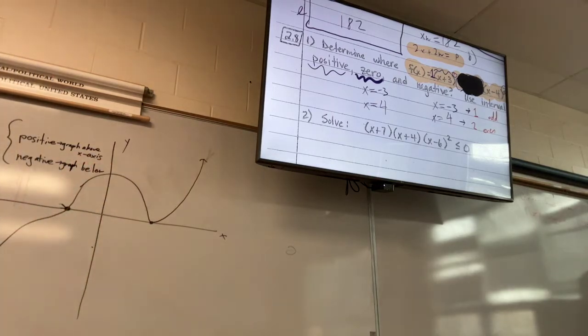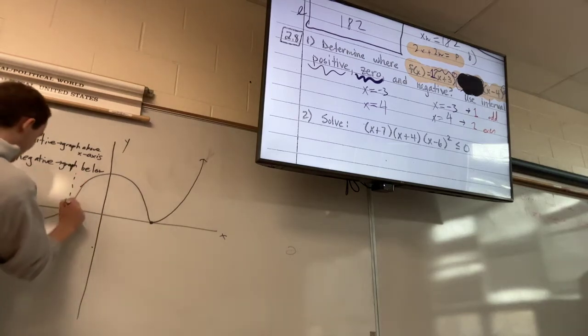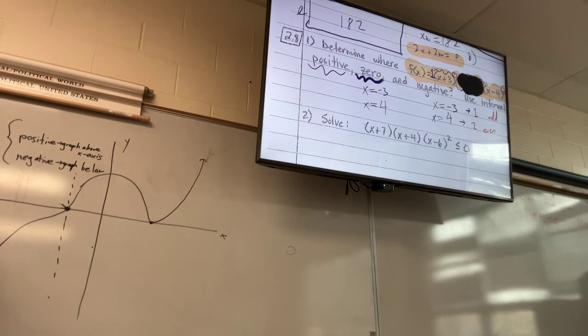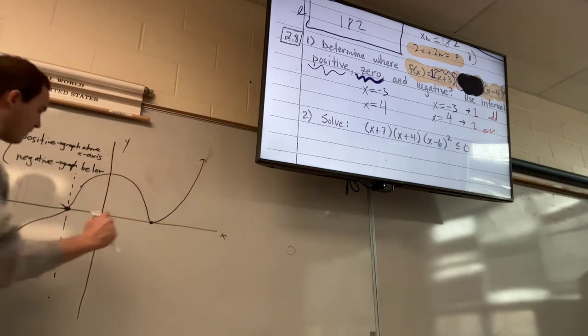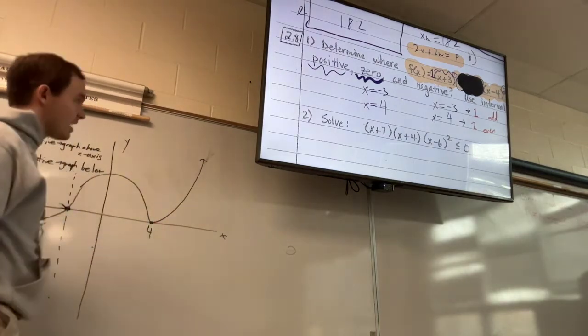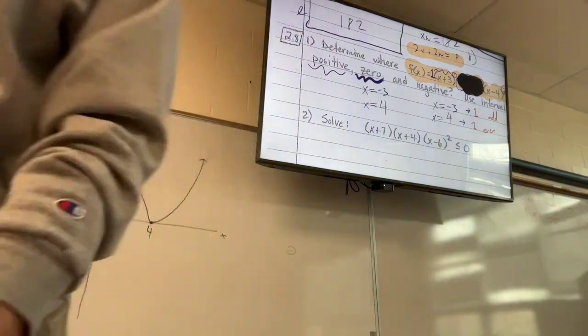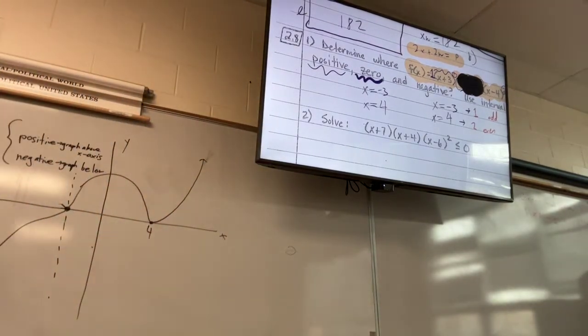All right, so here, to the right of that vertical dashed line, I'm above the x-axis, except for what point? 4. So how do I write the interval for the positive region? It's -3 to 4.